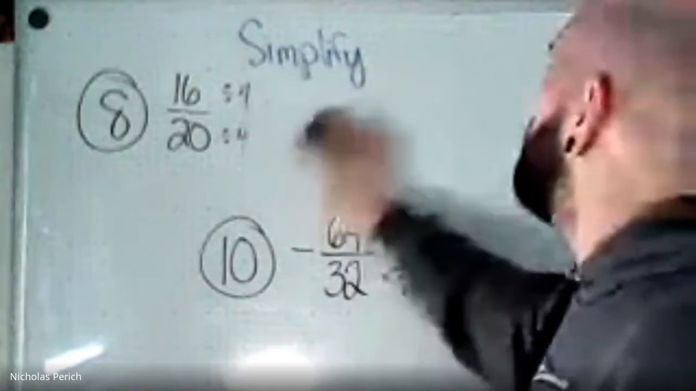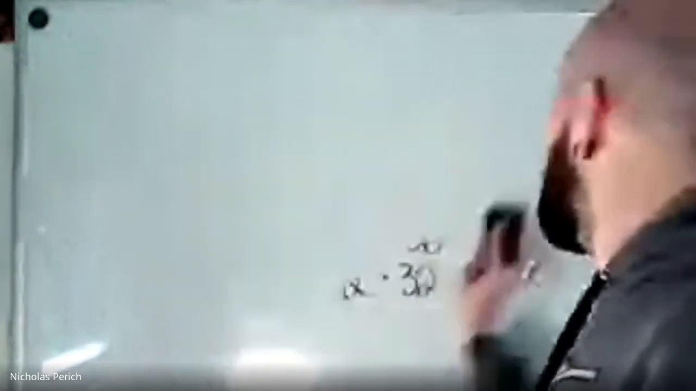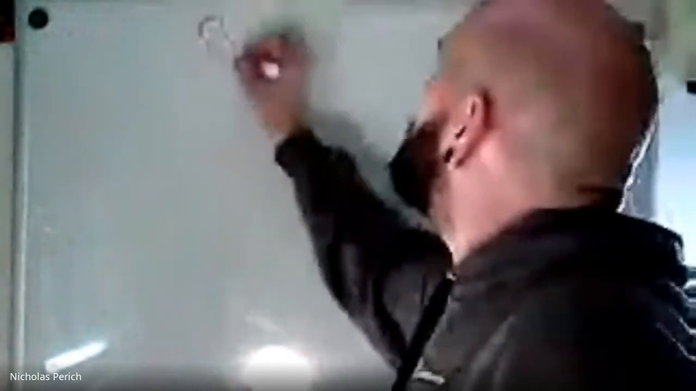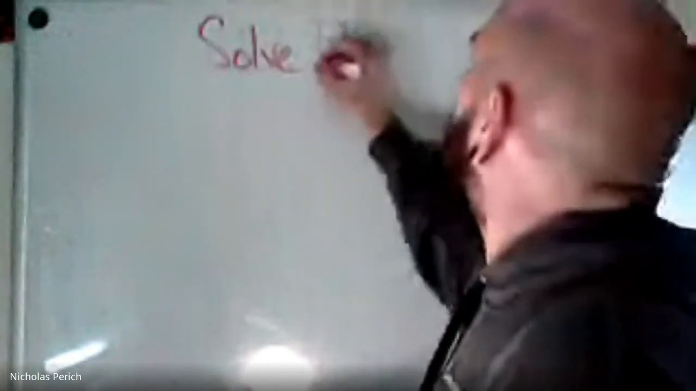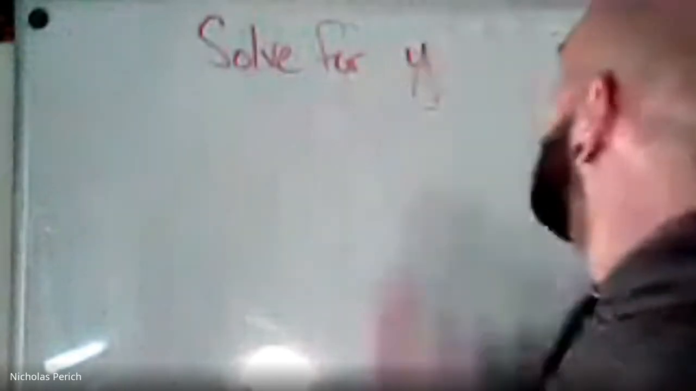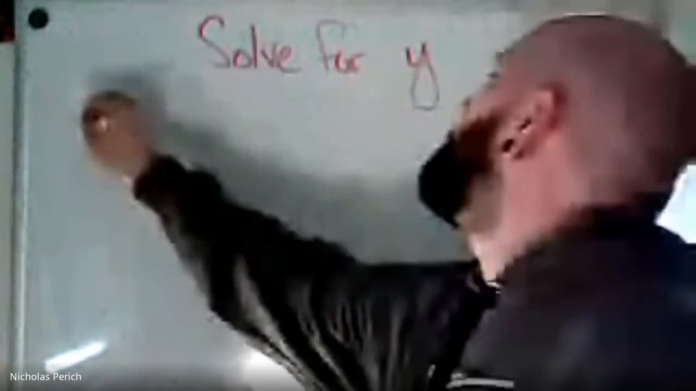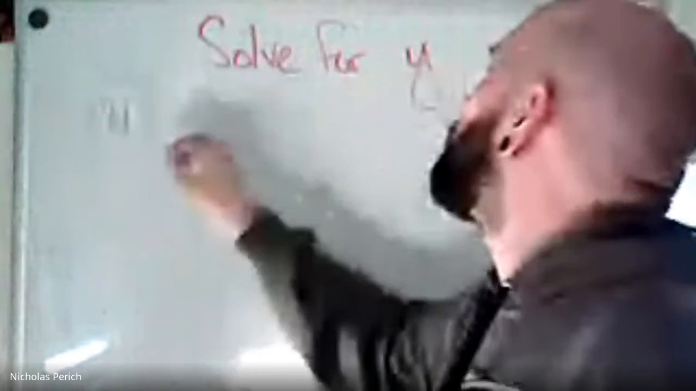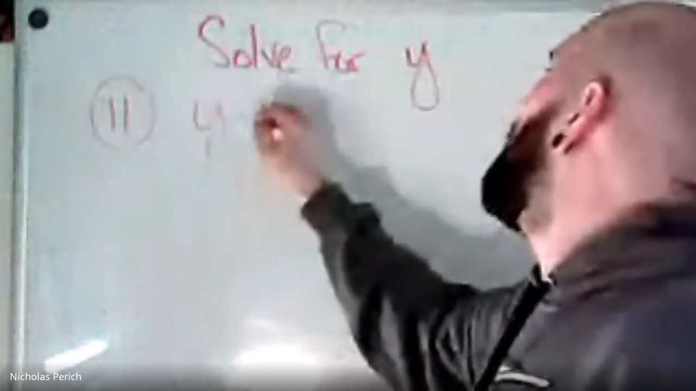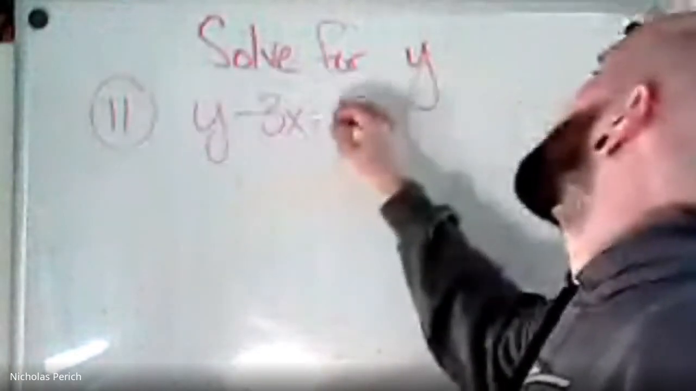Okay, the chapter 4 review video talked about these 3 things: graphing, simplifying fractions, and subtraction. We're going to do a bonus 2 problems. Everybody's favorite, the solve for y problems. So this is problem 11. I have to get y all by itself.